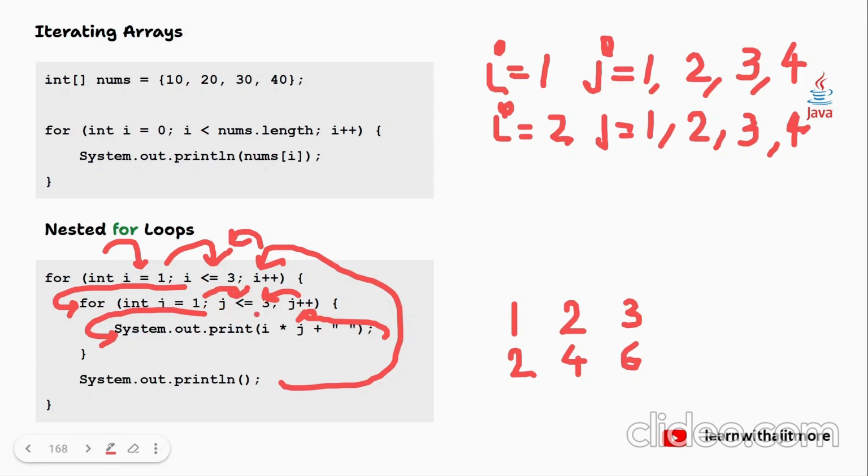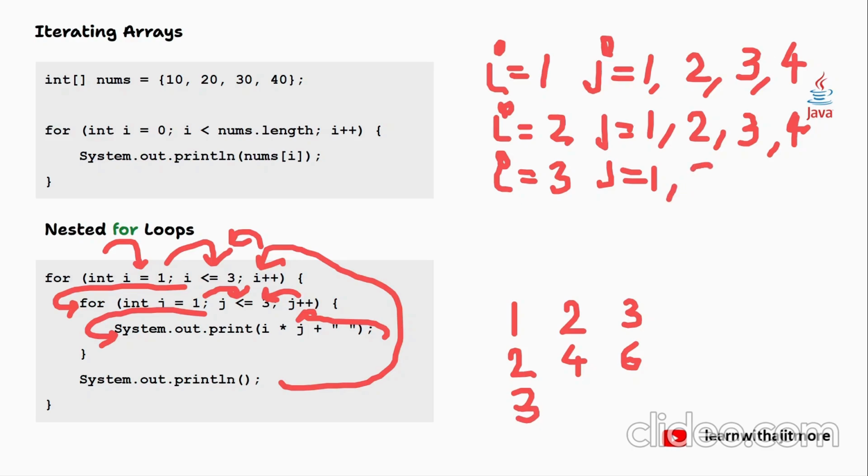And after the inner loop fails, it will come to this println. Cursor will come on the next line. And then i plus plus. i will become 3. Is 3 less than or equal to 3? Yes. Come inside. And the j loop again starts from 1. Okay? 1 is less than or equal to 3. Therefore, 3 into 1, 3.